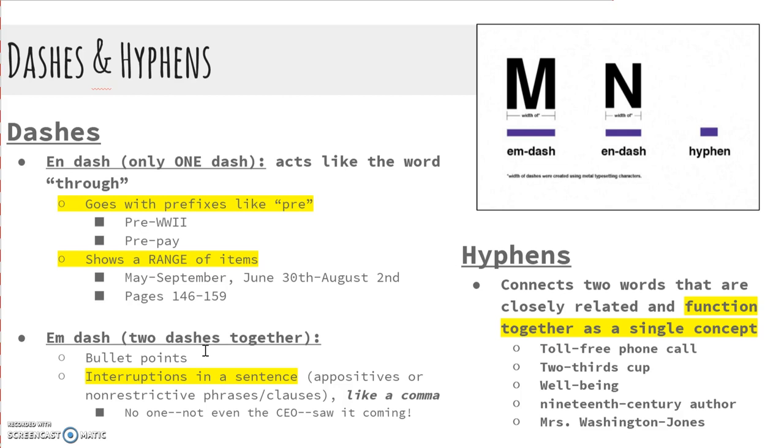M dashes behave a little bit like commas. They can't do everything a comma can do, but again, it can be used acceptably for that interruption in the middle of a sentence.